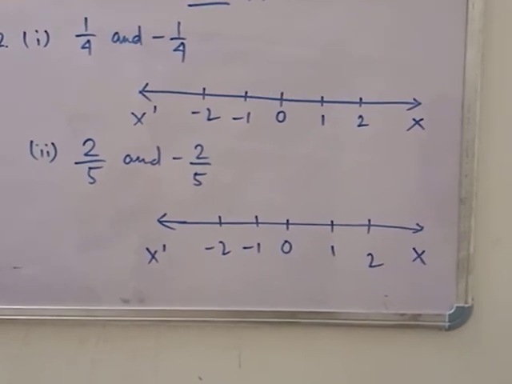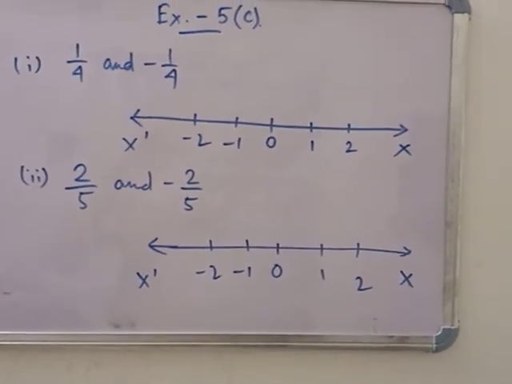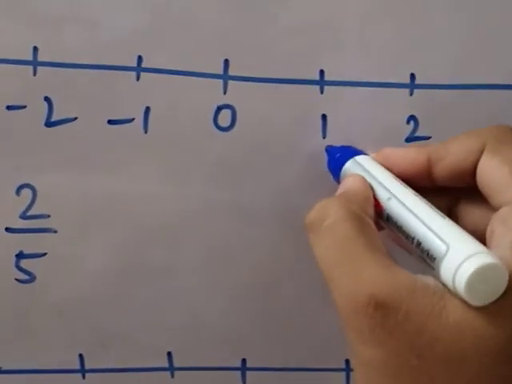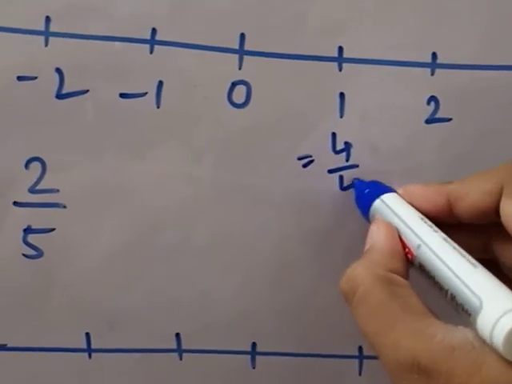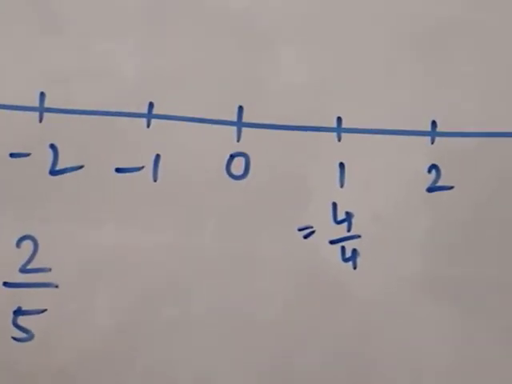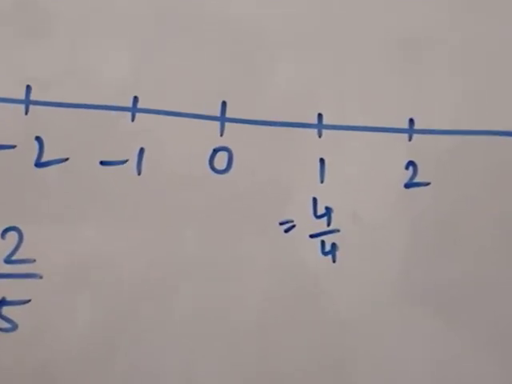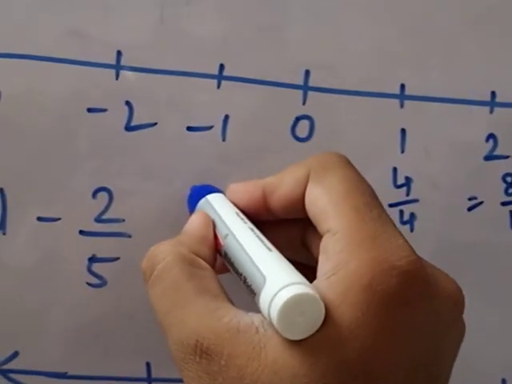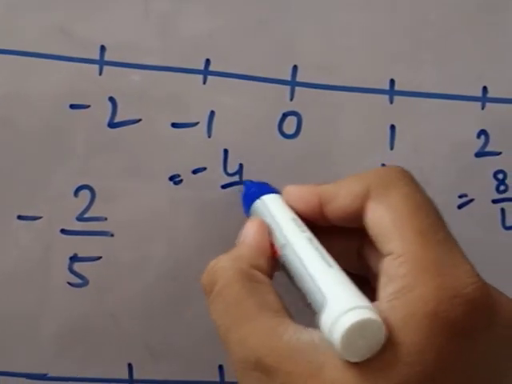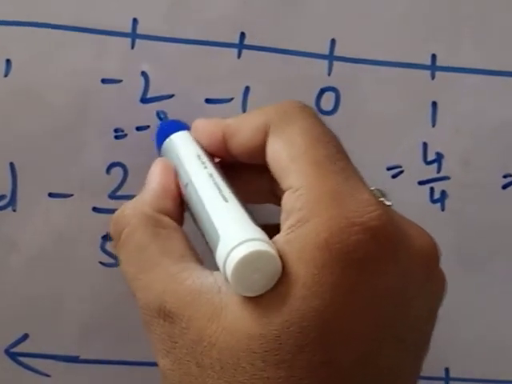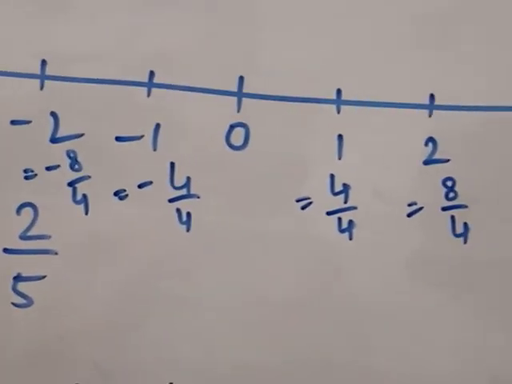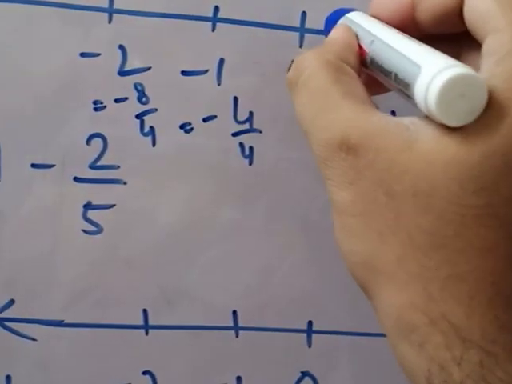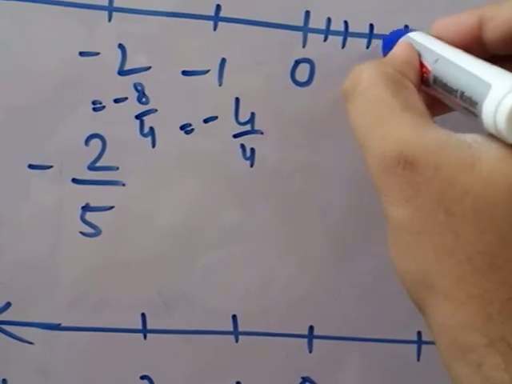Now firstly we are discussing the first figure. First 1 by 4 and minus 1 by 4. So see that if we write the position of 1 it is 4 by 4. Why 4 by 4? Because the denominator given is 4. Okay. So 4 by 4, and 2 is 8 by 4. Similarly for this part we can write minus 4 by 4 and minus 8 by 4. Now we have to express 1 by 4. That means we have to divide 0 to 1 into 4 equal parts. So 1, 2, 3 and 4. Okay.